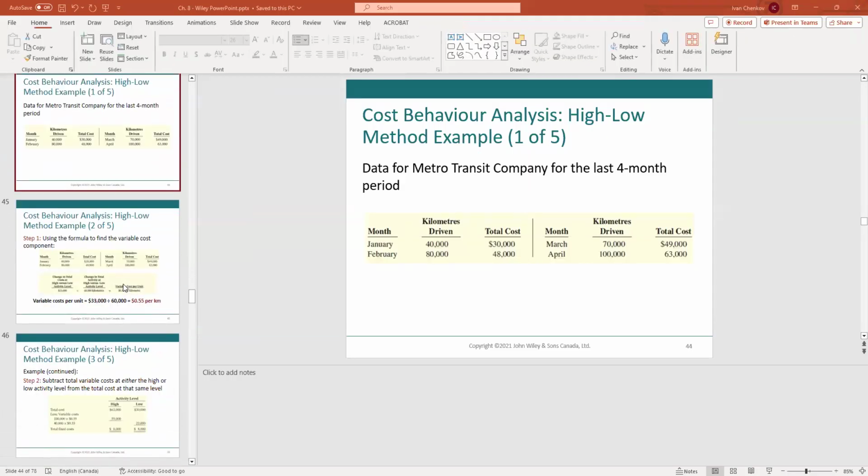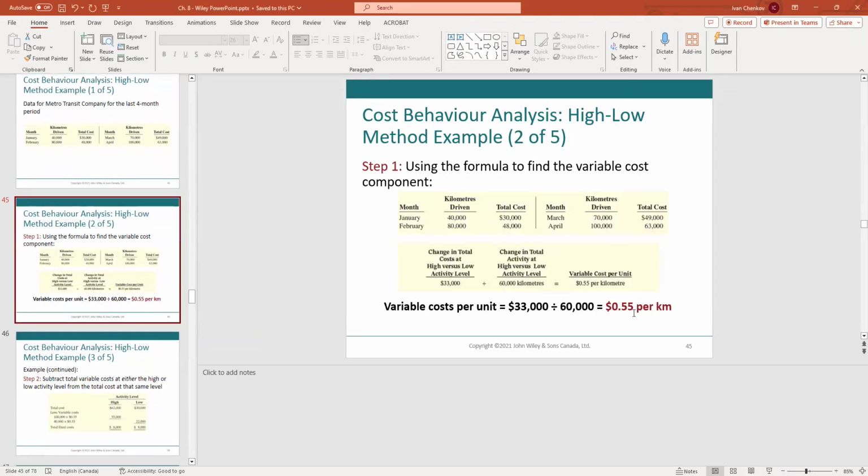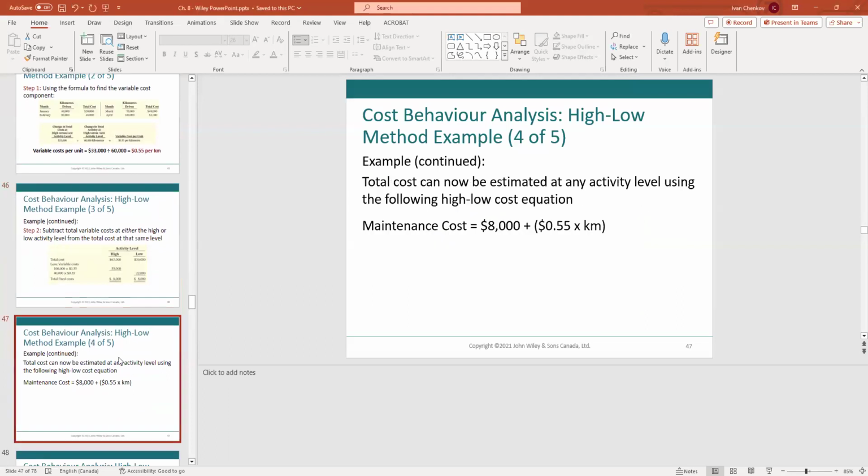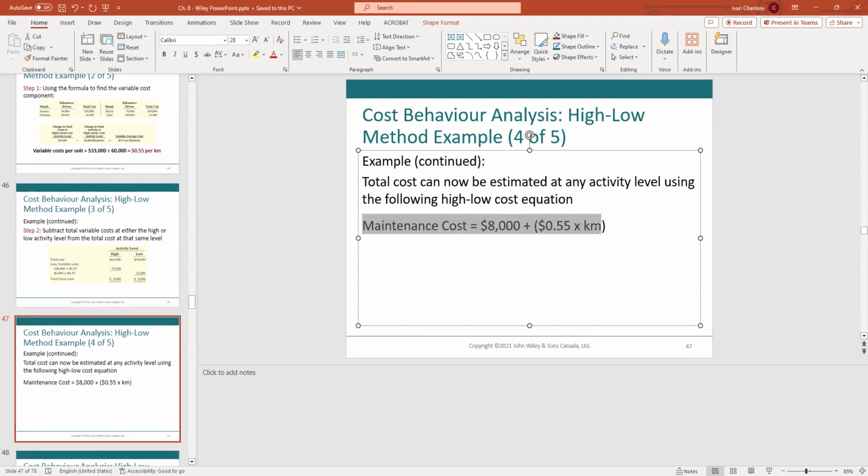So let's go back to slides. Now, we already know that our variable cost per unit is 55 cents per kilometer, by finding the difference in the cost between the high and low, and finding the difference of the kilometers between the high and low. And once we have that, we can use either method, either the high point or the low point. We're always going to come up with the result that total fixed cost is $8,000. Once we have that, again, we can easily predict our total cost, which will be our maintenance cost.